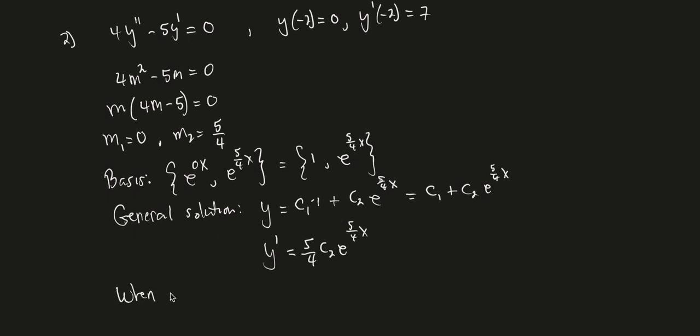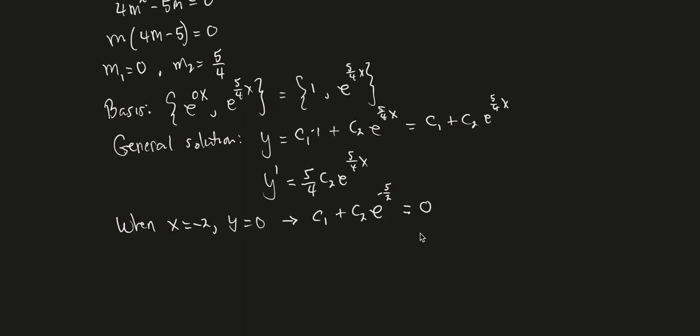So when x is equal to -2, y is equal to 0. That's our first condition here. So what does that tell me? Well, I would have to plug -2 in for x here. So we have c1 plus c2. Now when I plug -2 in here, the e doesn't go away, right? So I'm going to have to keep the e, but keep in mind that it is a constant. So it's c2 times e to the, now 5/4 times -2 is -5/2, and then that has to be equal to 0, right?